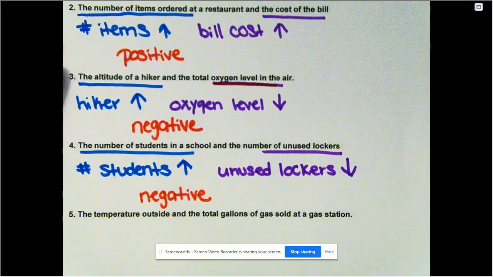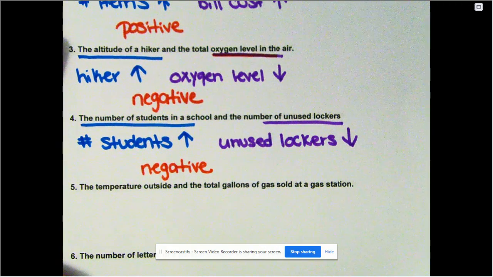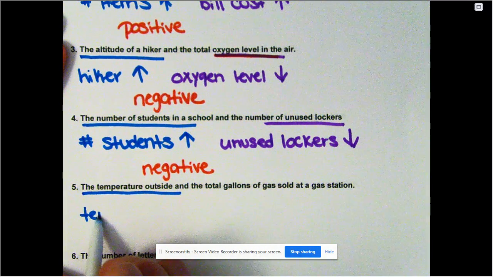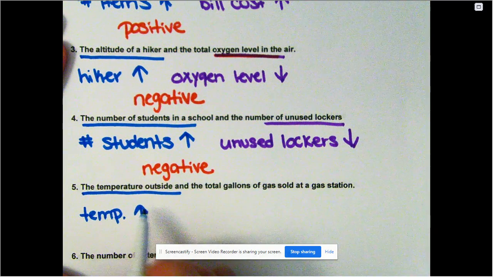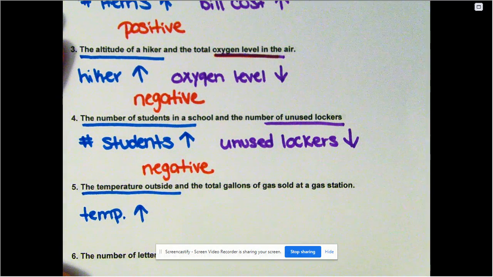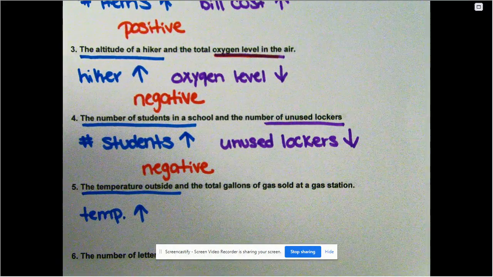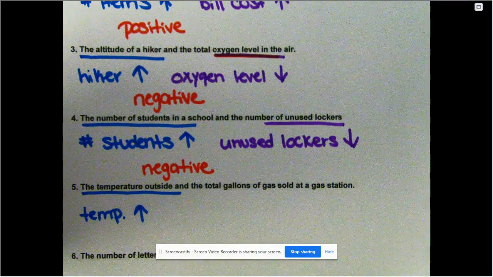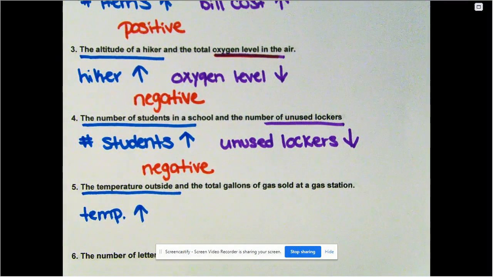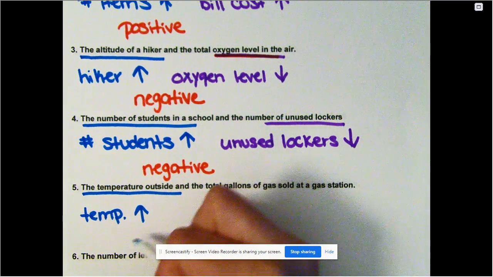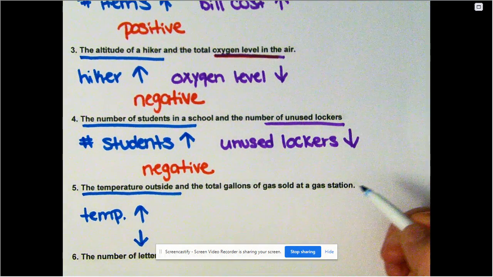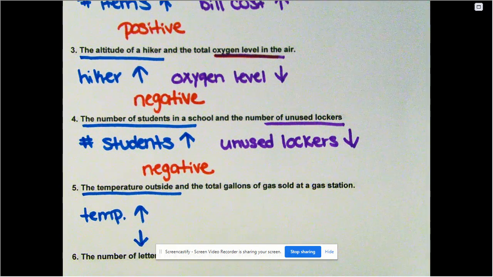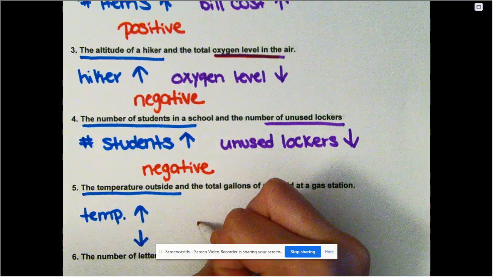Okay, the next one, the temperature outside and the total gallons of gas sold at a gas station. So let's think, as the temperature increases outside, what happens to the total gallons of gas sold at gas stations? Well, let's think about this for a second. In the summer, do people still need gas in their car to go places? That answer would be yes. So let's even think about what happens if the temp decreases. In the winter, do people still need gas in their cars to go places? Yes. So this one should have no correlation.